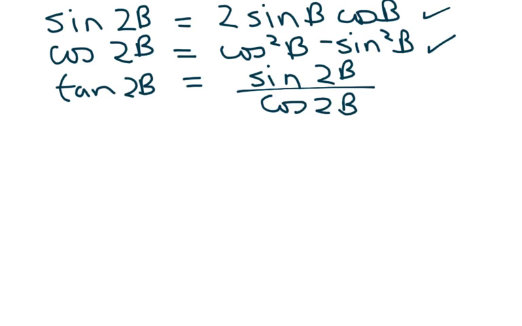So I'm going to just use my formula. Sine of 2 beta equals 2 times sine of beta, which is 12 over 13.